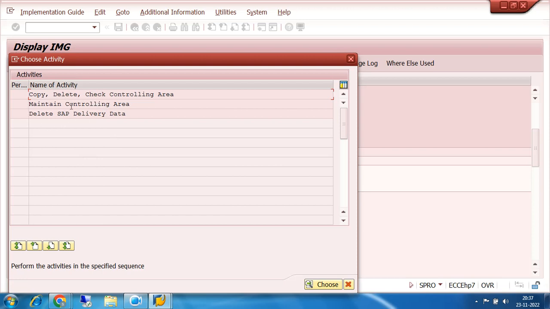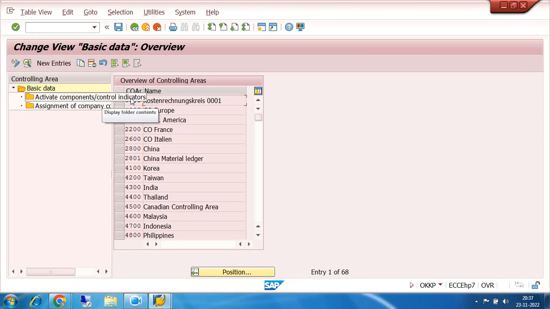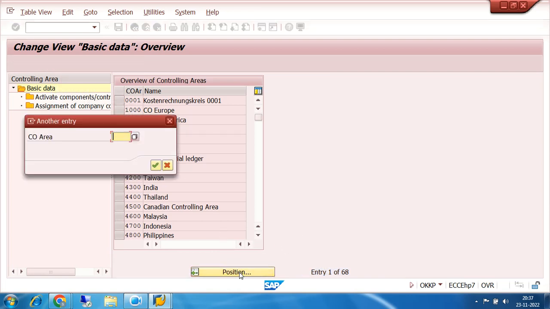For maintaining the controlling area, we prefer the middle one, that is maintain controlling area, right? Many controlling areas are already there, 68 controlling areas, and our controlling area is already here. When you have to create a fresh, new controlling area for the purpose of costing, you have to click on the new entries. As I have already created, click on the position button.